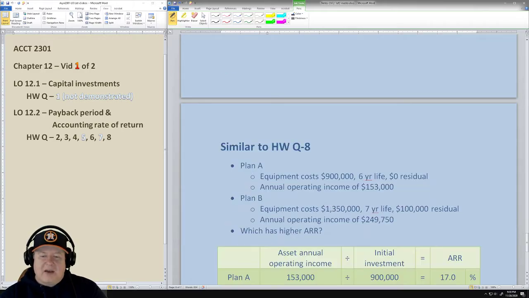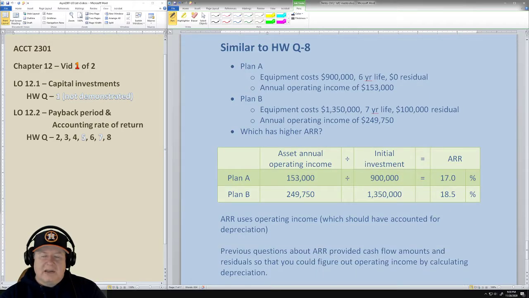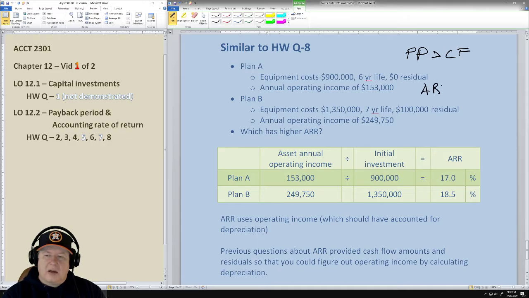And the next piece of interesting information is the fact that I highlighted at the beginning. Payback period is dealing with cash flow, and ARR is dealing with operating income. And sometimes they give you one and you have to go from the other. So sometimes you have to go between these two.